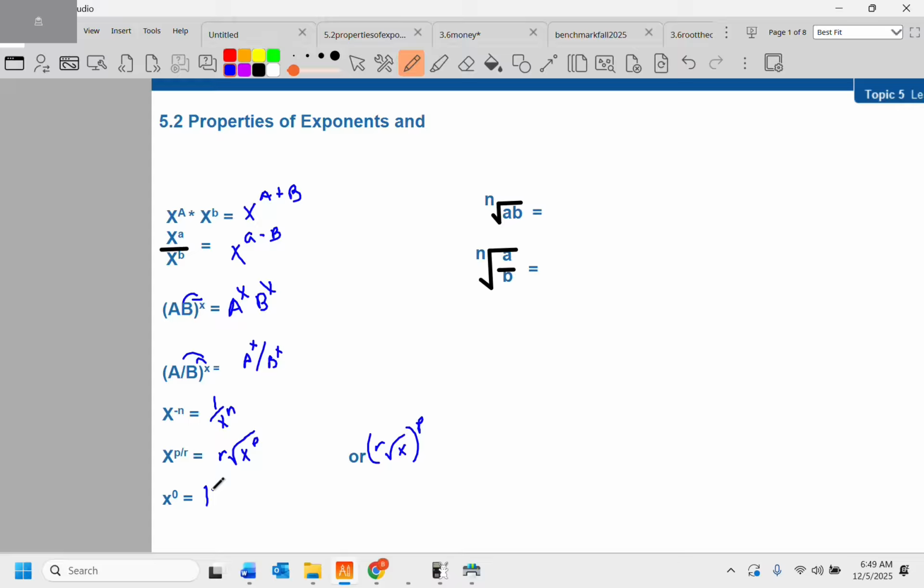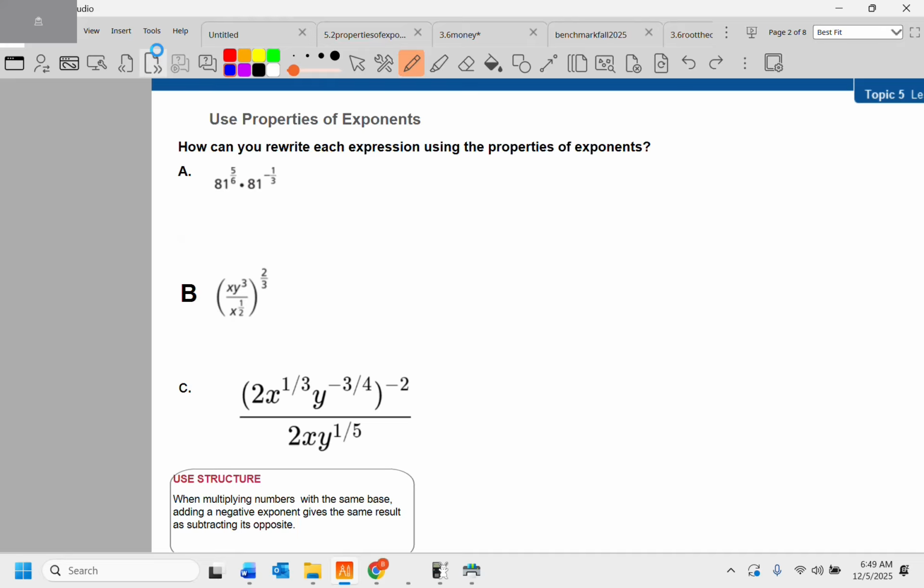Let's see here. Radicals, the nth root of a times b is the nth root of a times the nth root of b. And when you do division, the nth root of a over b is the nth root of a divided by the nth root of b. So, not too bad. It's basically a repeat of yesterday.